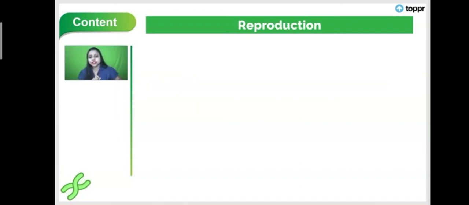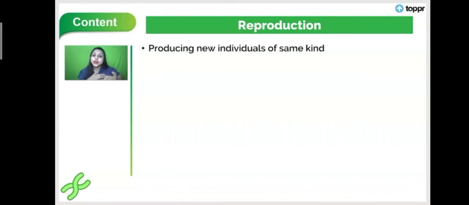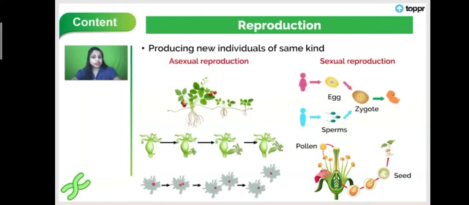Well, let's come to reproduction now. So what is reproduction? Yes, reproduction is producing new individuals of the same kind. That means humans will produce humans, dogs will produce dogs, bacteria will produce bacteria, so on and so forth. Now there are two types of reproduction as you are all aware. It's asexual reproduction or sexual reproduction. In asexual reproduction, only one parent is required which gives birth to new individuals of its kind, whereas sexual reproduction requires two parents which give the gametes, that is the male gamete and the female gamete, which fuse to form the zygote and that ultimately results in the new individual.